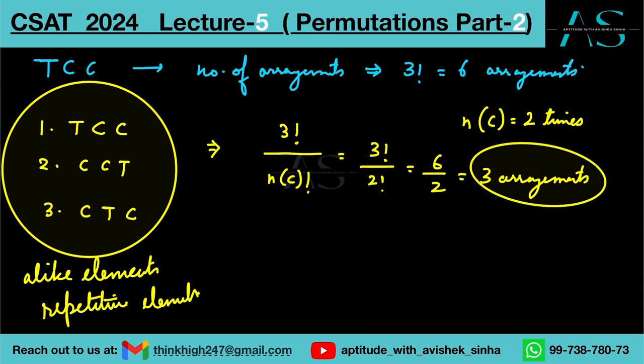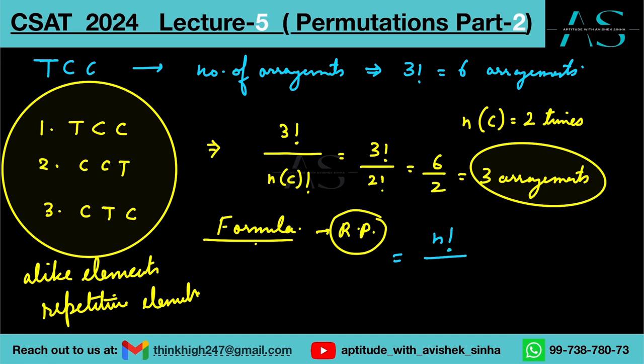I hope you are following this. Please note down the formula here. The formula for repetitive permutation, RP, is n factorial upon p factorial, where p is the number of times one element is repeated. If there are p alike elements, q alike elements, r alike elements, and so on, you divide by p factorial, q factorial, r factorial, and so on.